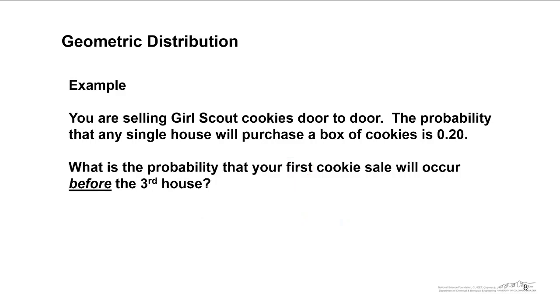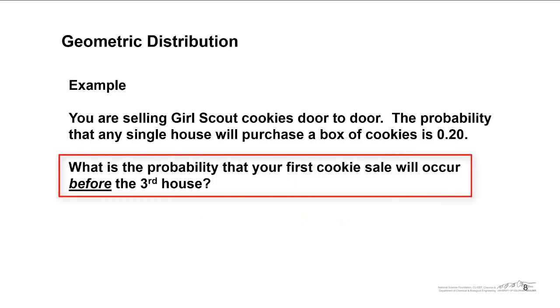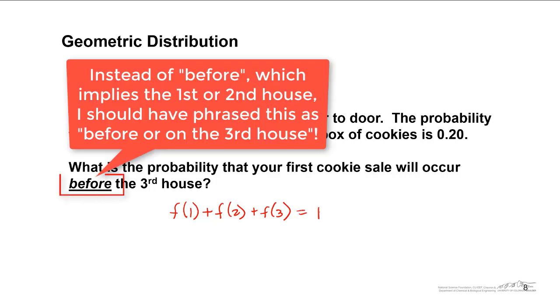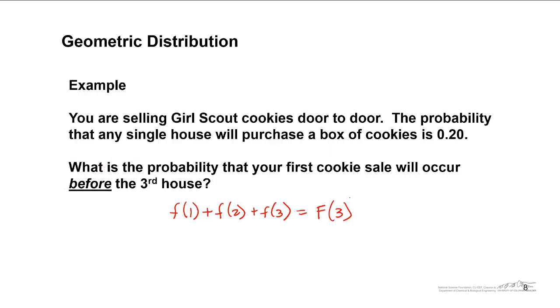What about something like, what is the probability that your first cookie sale will occur before the third house? Well, before the third house, we could sum when x equals 1. We can't use x equals 0 like we can in the binomial distribution, but we can use f of 1, f of 2, plus f of 3. And that's also equal to the cumulative geometric distribution function, capital F of 3. And so you could plug x equals 1, x equals 2, x equals 3 into the geometric distribution formula.